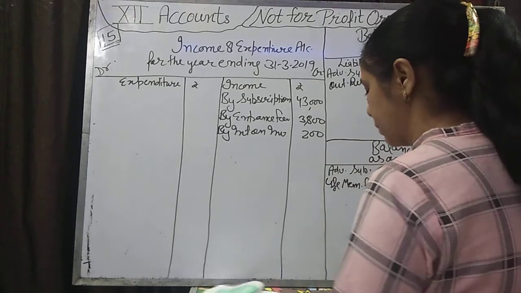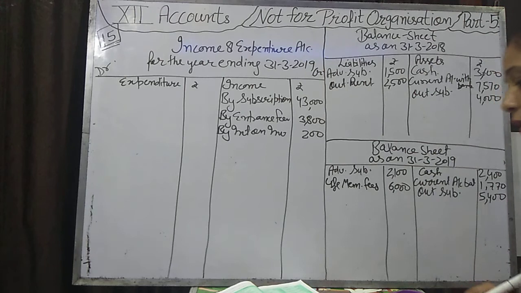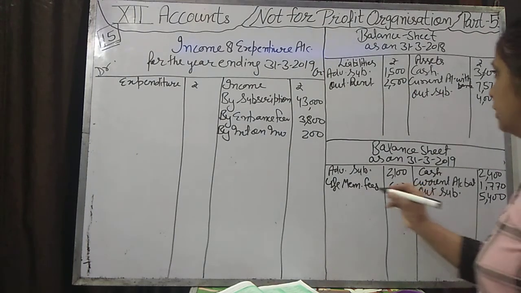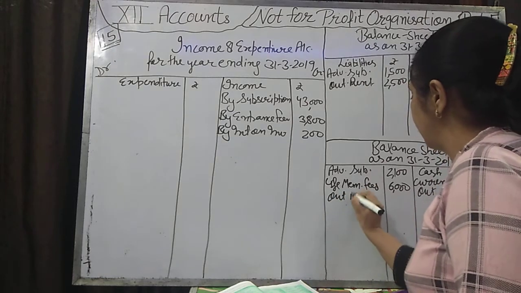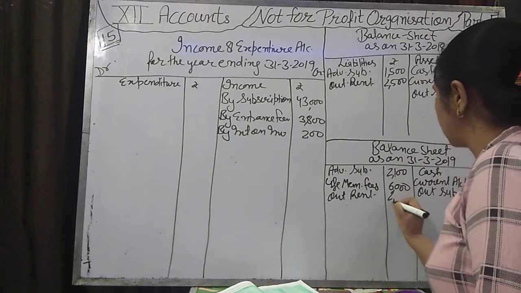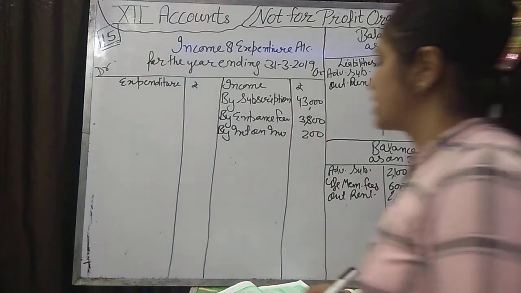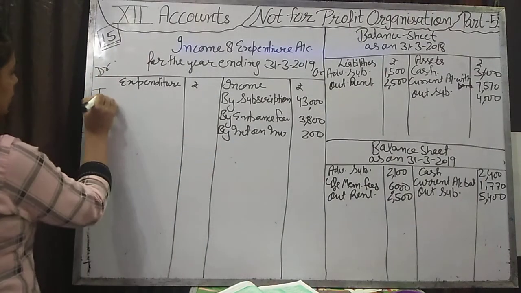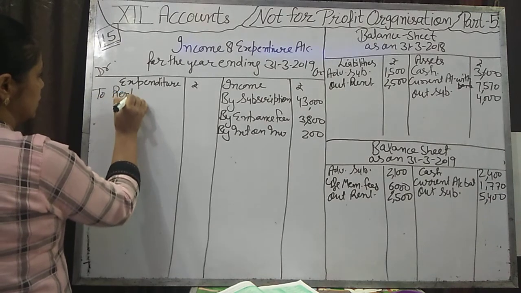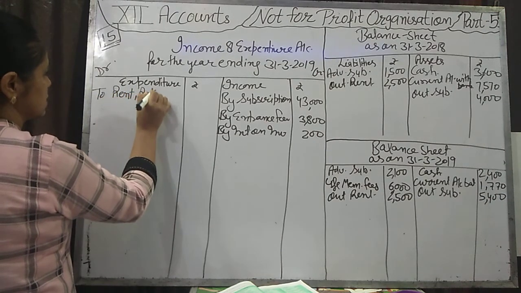It's not per month. Okay, total rent is of 2 months. And here also we will write outstanding rent 2,500. Okay, and on the expenditure side we will adjust this, that is rent, rate and taxes.